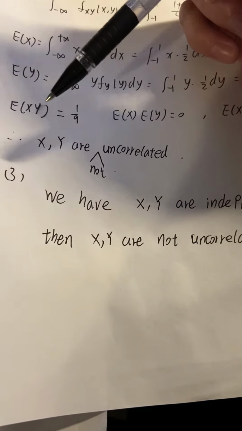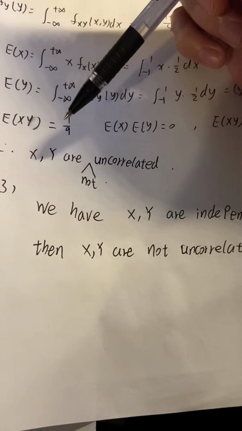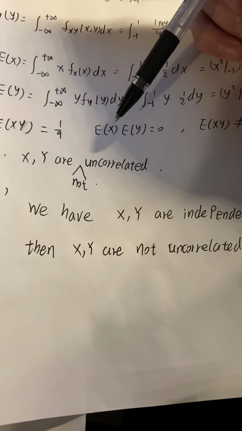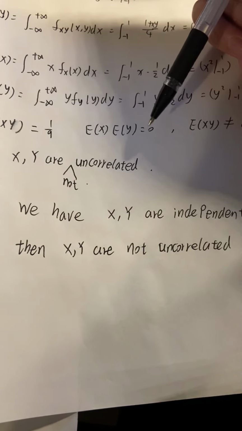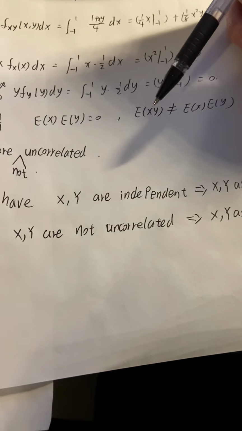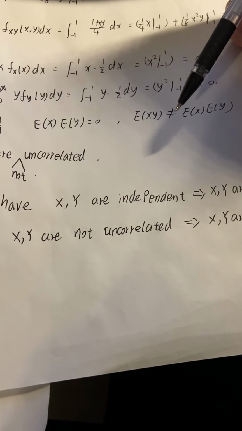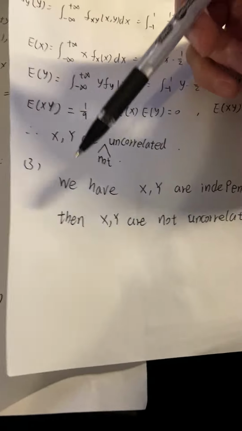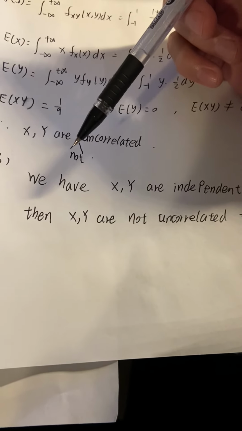So we know that E of XY is 1/9, and E of X times E of Y is equal to 0 times 0, which is 0. So E of XY is not equal to E of X times E of Y. So X and Y are not uncorrelated.